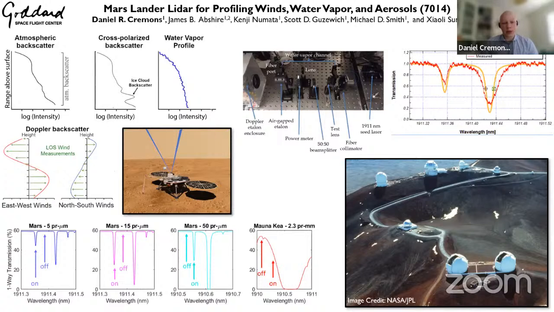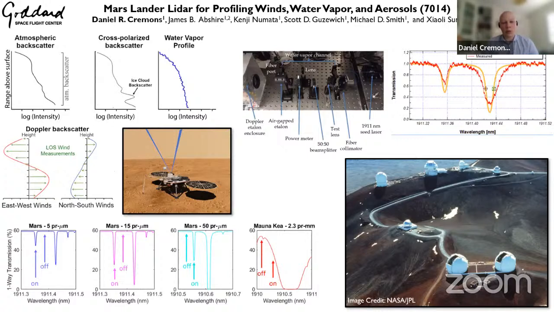It points up into the atmosphere at two angles, 30 degrees off zenith and 90 degrees with respect to one another. And it measures the laser backscatter signal. What that allows us to do is get atmospheric backscatter, a measure of the aerosol content in the atmosphere up to about 25 or 30 kilometers, depending on the aerosol loading. It also allows us to discriminate dust backscatter from ice by looking at the depolarization ratio.